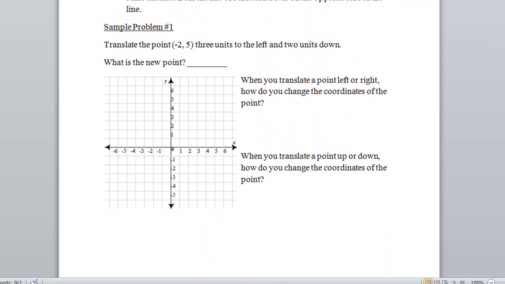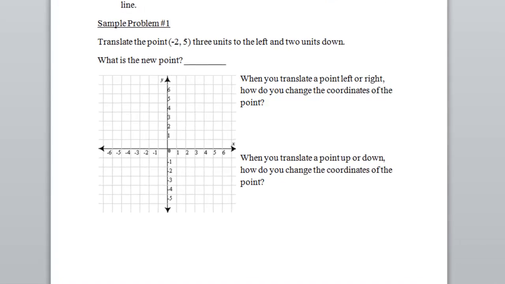So let's take a look at sample problem number 1. Now what I want you to do is to pause the video and go through each of the individual questions and see if you can use the vocabulary terms above to help you with the problems.